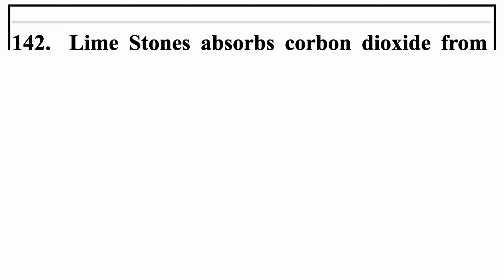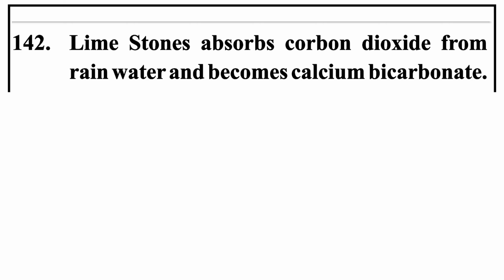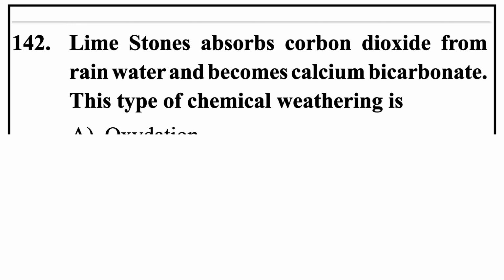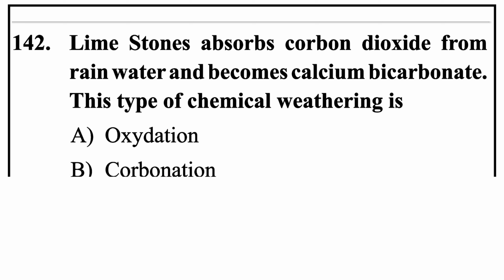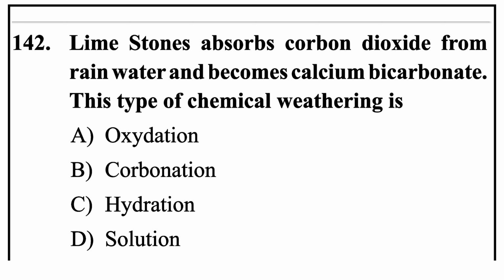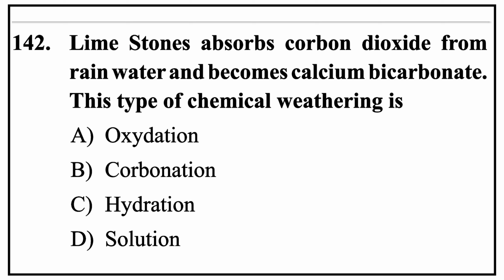142. Limestone absorbs carbon dioxide from the rainwater and becomes calcium carbonate. This type of chemical weathering is, our options are A. Oxidation, B. Carbonation, C. Hydration, D. Solution. Option B is the right one, carbonation.